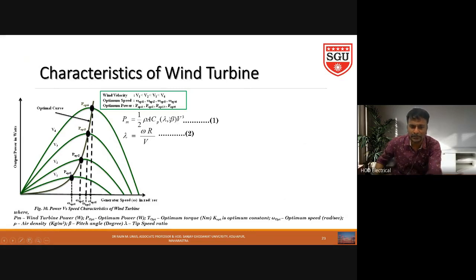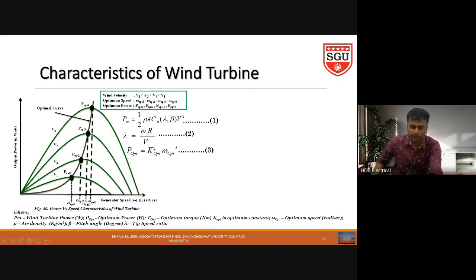Therefore, the optimum value of beta is already 0. Therefore, Cp is only a function of lambda, since beta is already fixed as 0. Let me check what lambda is. Lambda is nothing but the generator speed times the radius of the blade, divided by the wind velocity.